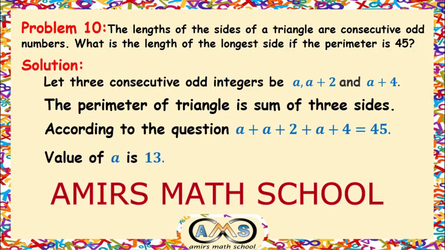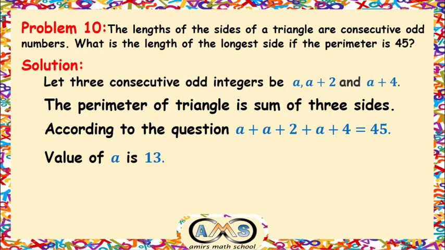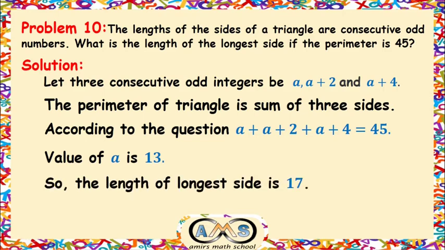Solving this equation for a, we get a equal to 13. So one side is 13, the next side is 13 plus 2, that is 15, and another side is 13 plus 4, that is 17. Here a plus 4 is the longest side. So with a equal to 13, 13 plus 4 is our required result. So the length of the longest side is 17. This is our required result.